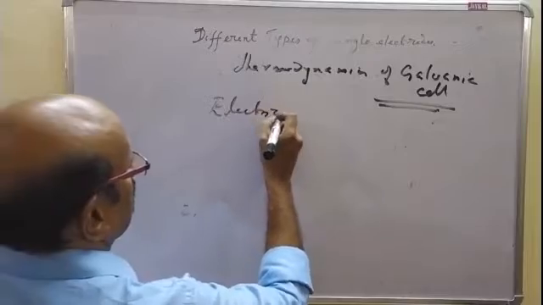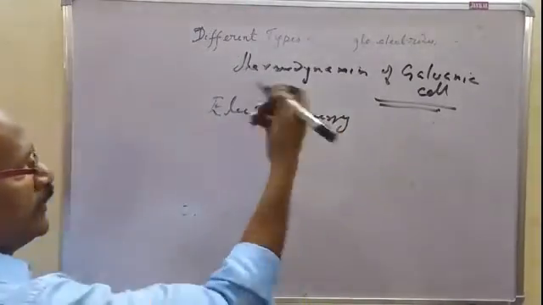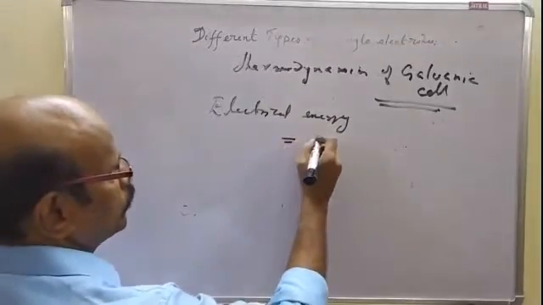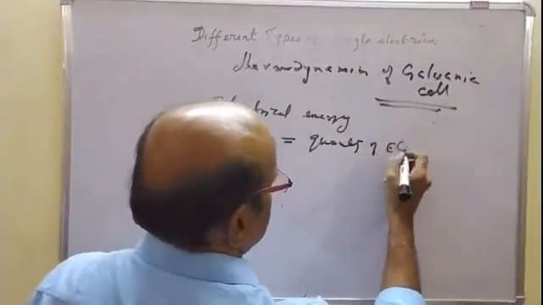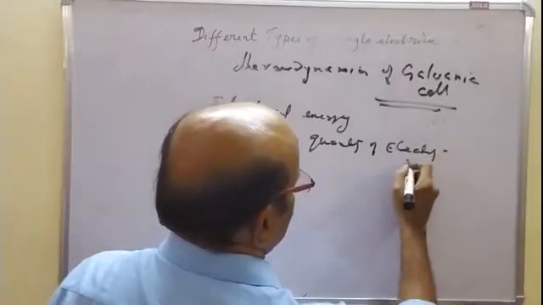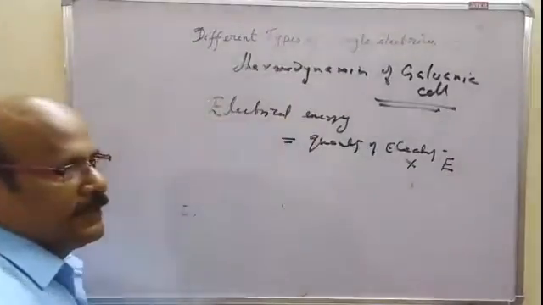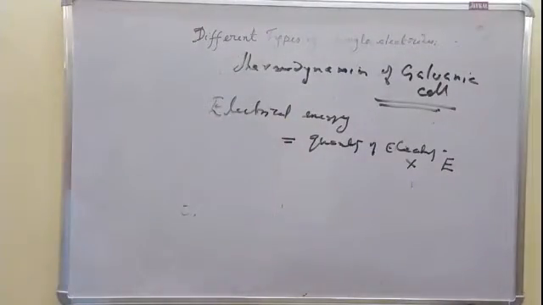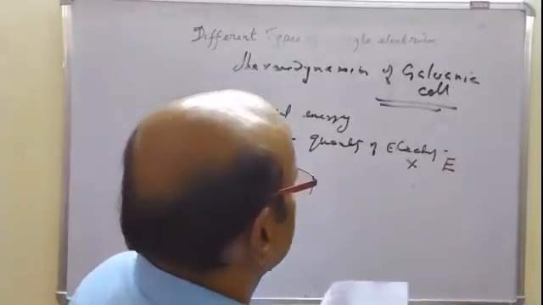Suppose you know that electrical energy is equal to the quantity of electricity into E, the EMF developed by the cell at equilibrium. That is, you have to remember, the equilibrium EMF of the cell.